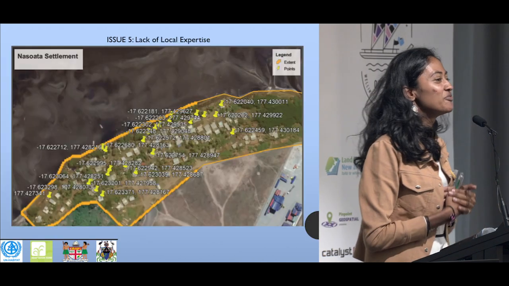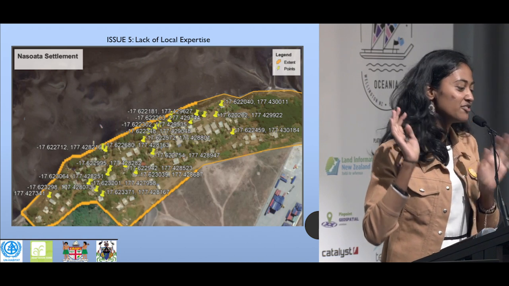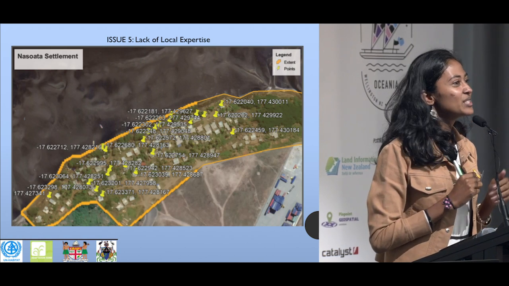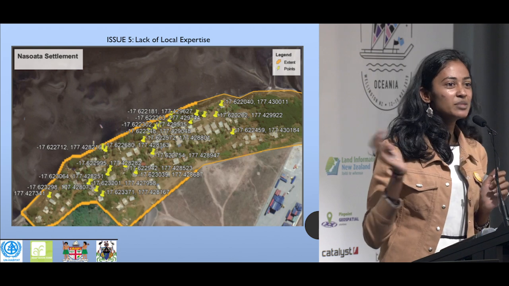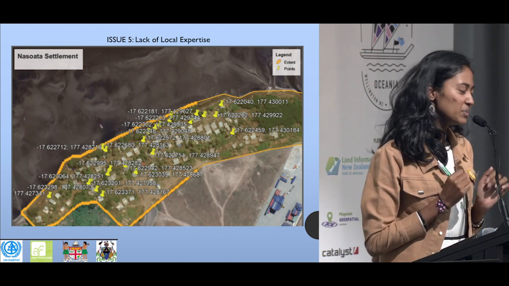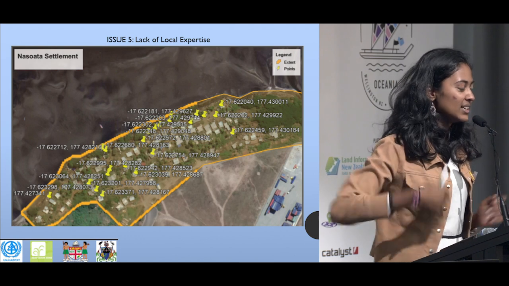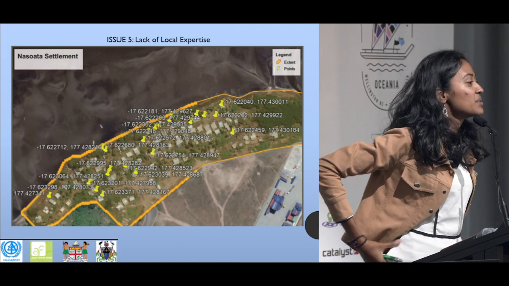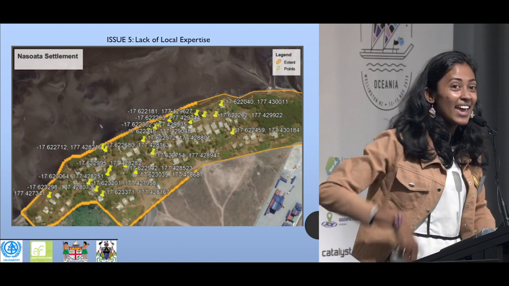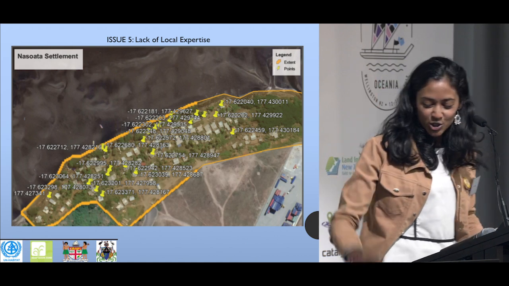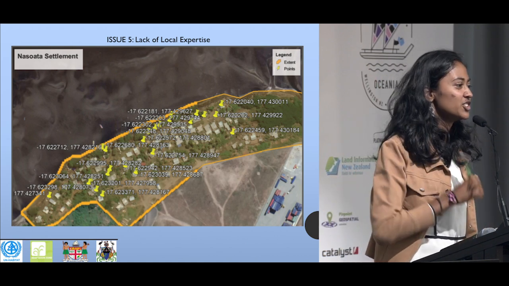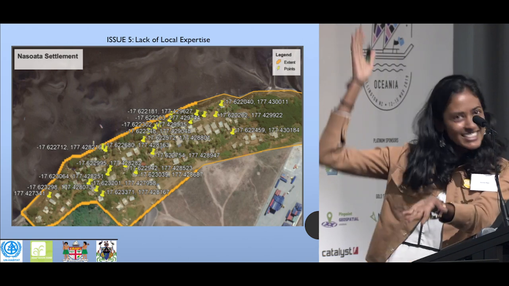So my final point, and this is my favorite ugly map, is the lack of local expertise. All the maps that I presented weren't done by me. They were done by some of my colleagues. And this map, particularly, was done by one of my colleagues who has a master's in GIS. And this is what she made to show the inaccuracies for the GPS points. This.